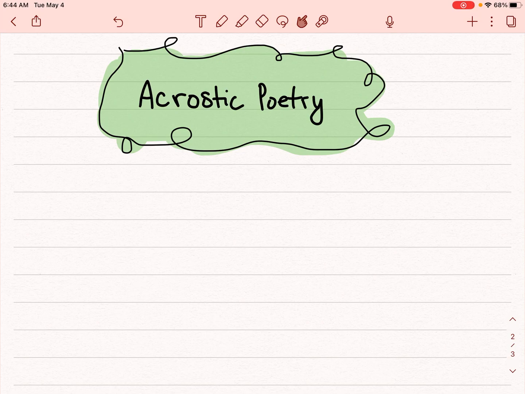For today's writing lesson, we're going to focus on writing an acrostic poem and learning a little bit about acrostic poetry. An acrostic poem is a poem that uses the first letter, or rather the letters of a word, to guide a poem where each word starts with that letter.